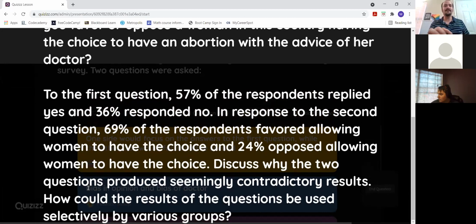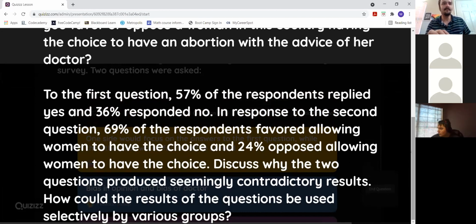Discuss why the two questions. Someone say something? So yeah, our answer is supposed to be kind of emphasizing the difference between the rhetoric in question 1 and question 2. That's what our answer is supposed to be. Yeah. So you're just discussing basically what's the difference between the way that they're phrasing things.